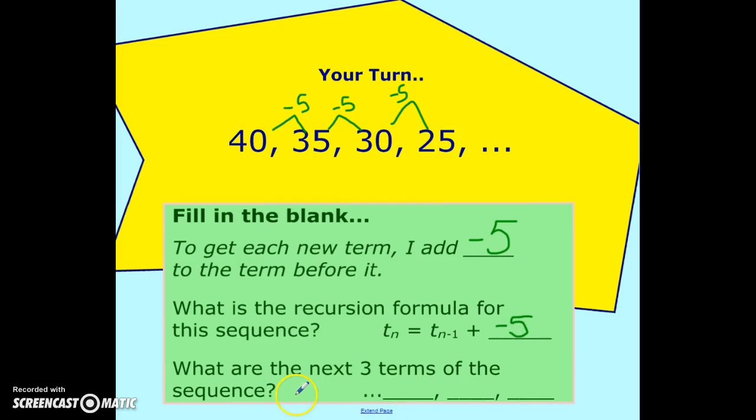So the next 3 terms of the sequence, if I take what I had previously, 25, and I add -5, I'd be at 20, and then 15, and then 10. So that's how you find the next terms. You just keep following the pattern.